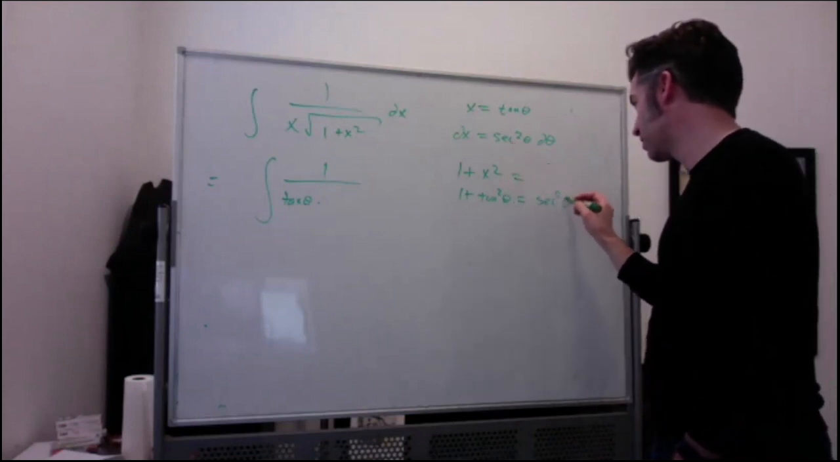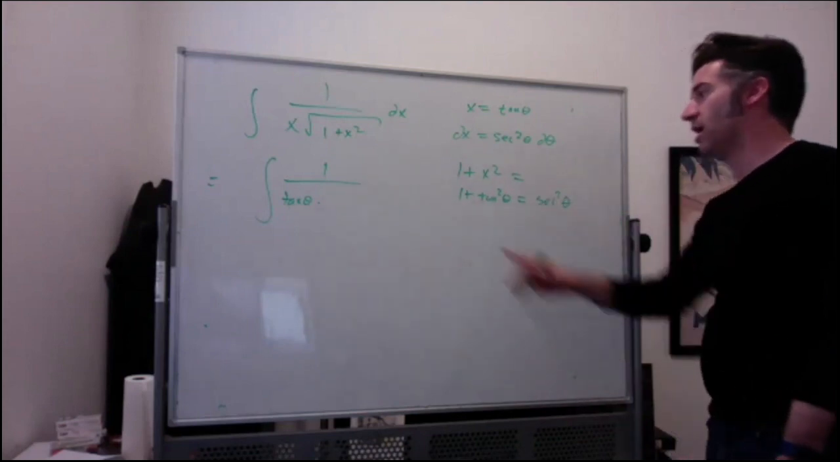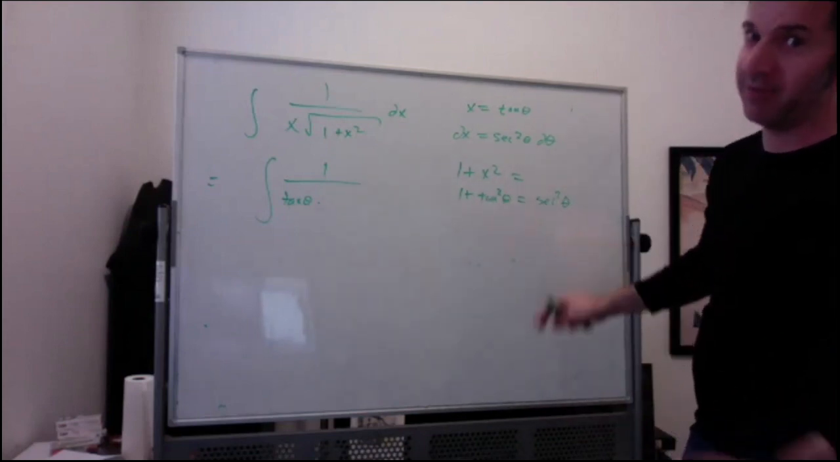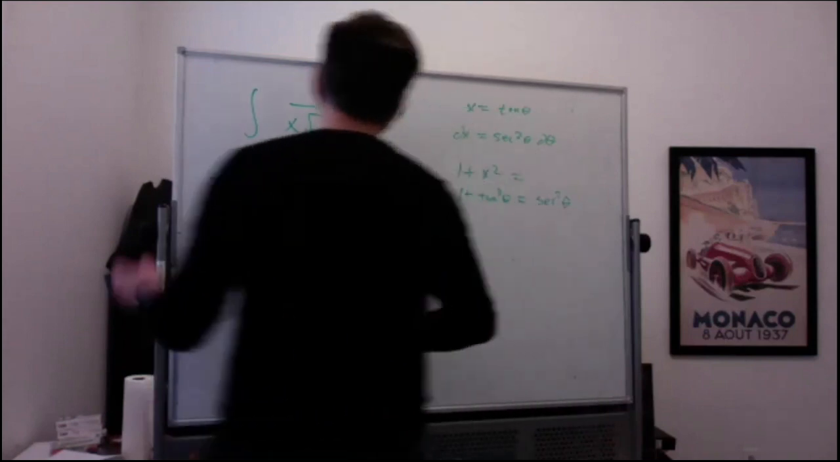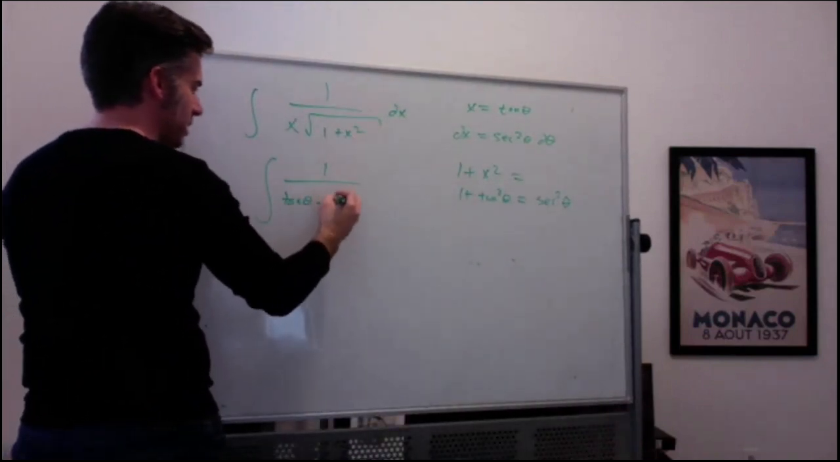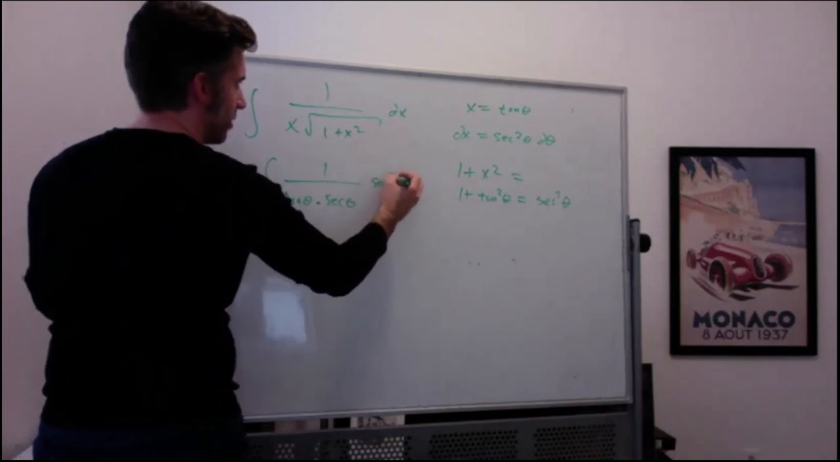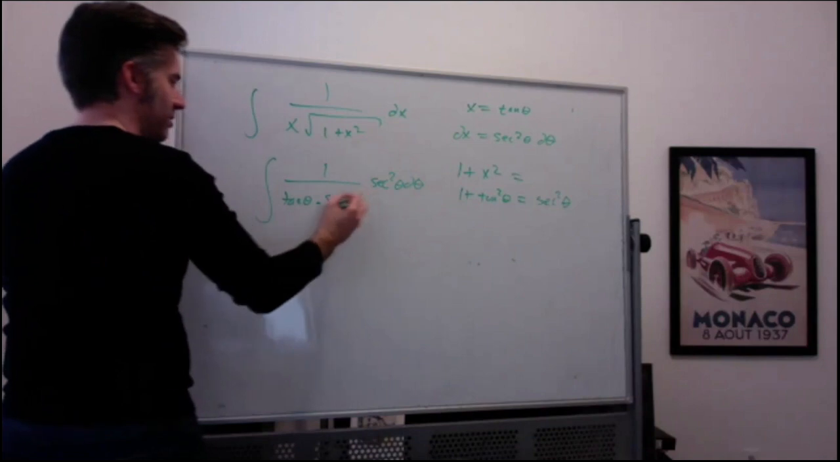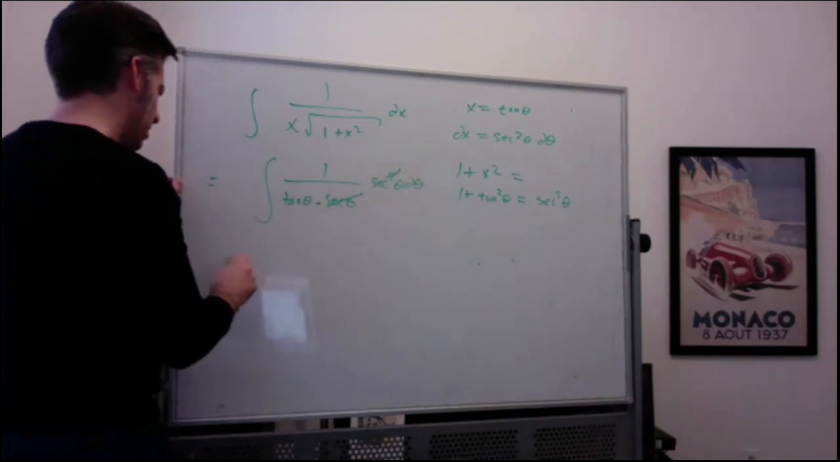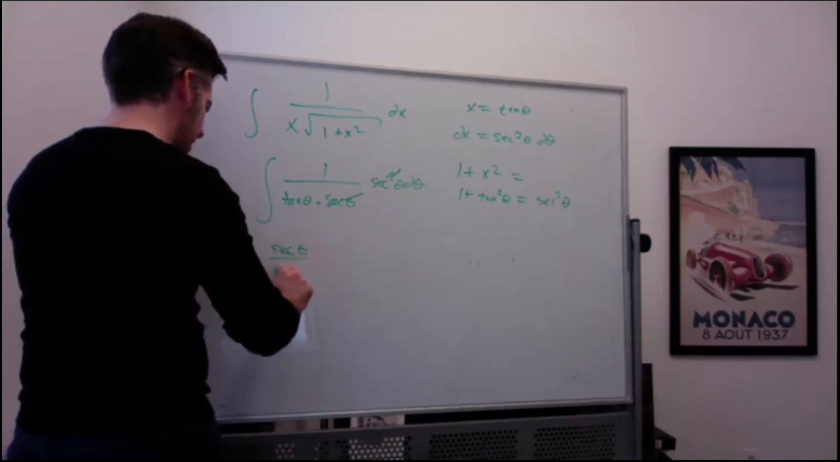Okay, fine. You guys are going to be quiet. All right. Yeah, thanks, Mariah. Secant squared theta, exactly. So 1 plus tangent squared is secant squared. The square root of secant squared is just secant. And dx is secant squared theta d theta. Cancel secant there and secant there. And you're left with the integral of secant theta over tangent theta.